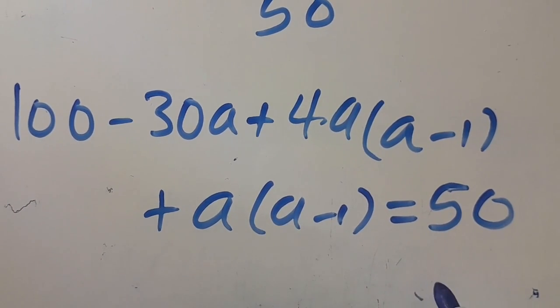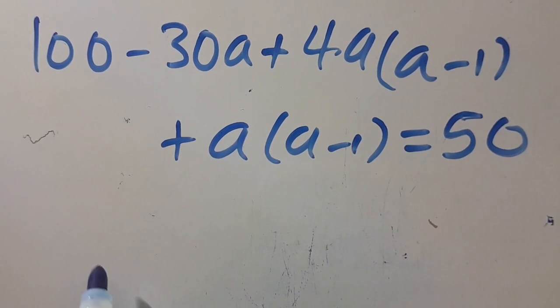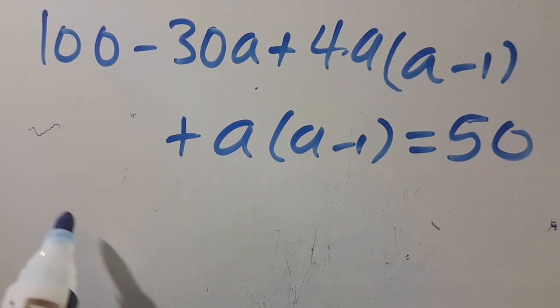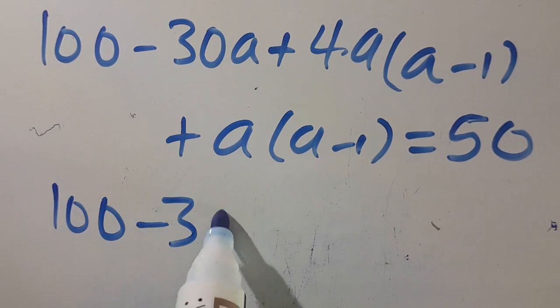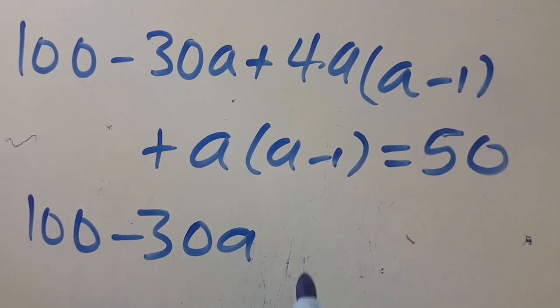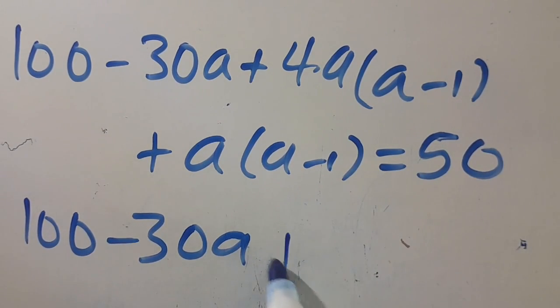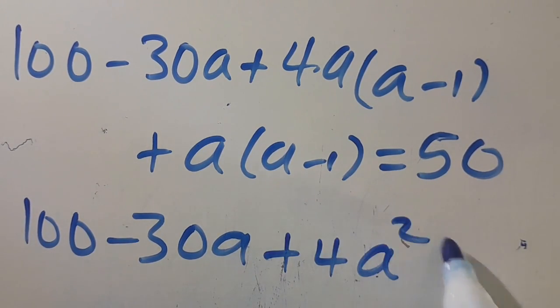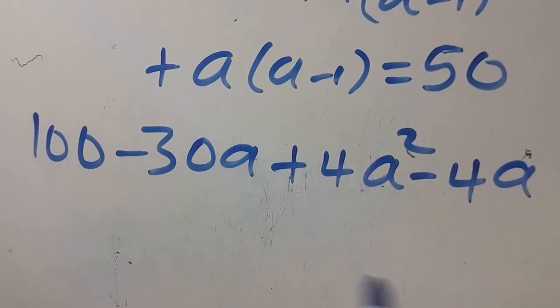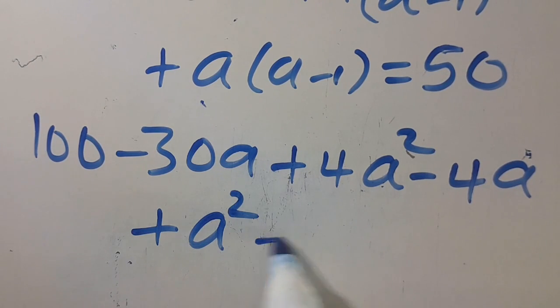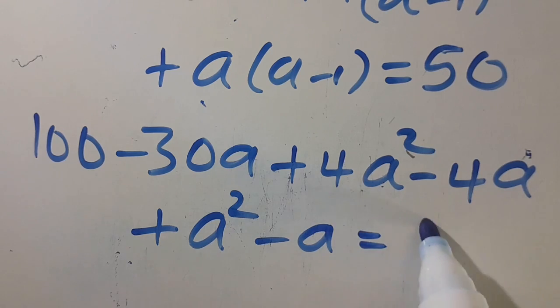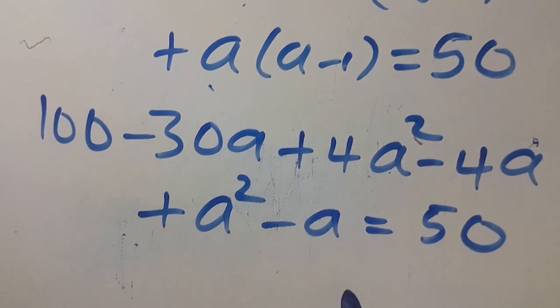Then 50 multiplied by this, we have 50. Then from here we are going to have 100 minus 30a. Then open the bracket. From here we have 4a squared, then 4 times this, we have minus 4a. Then from here will also be plus a squared minus a equals 50.